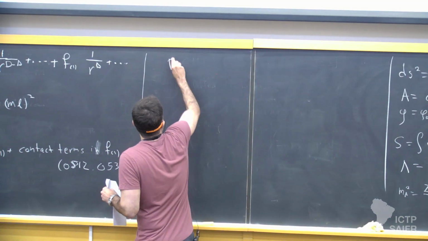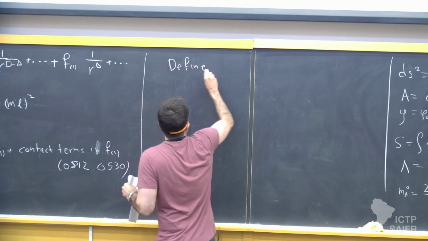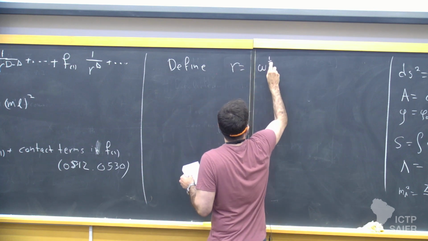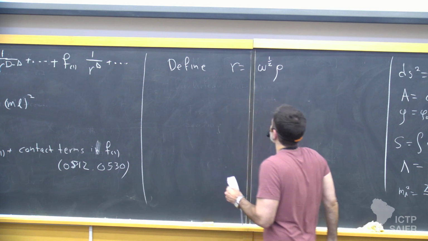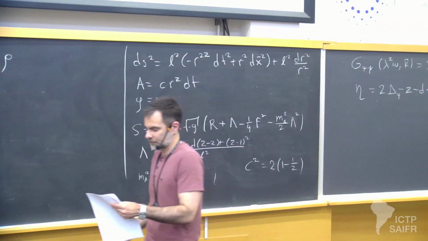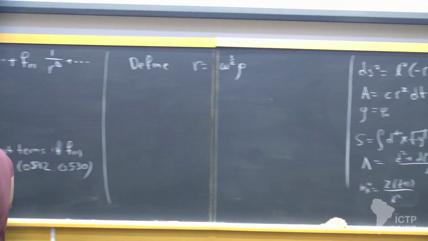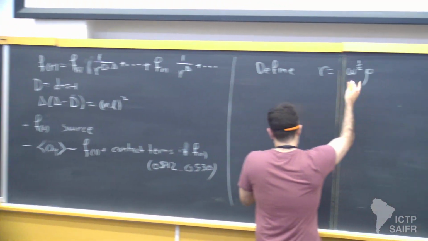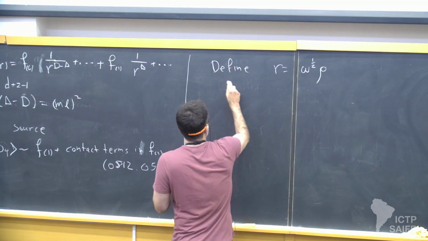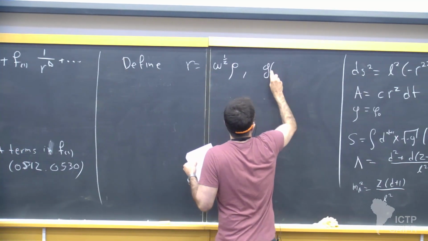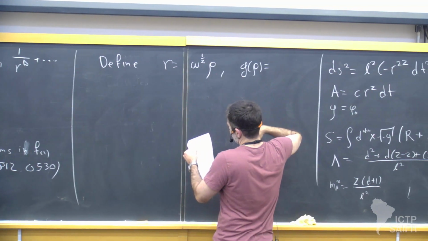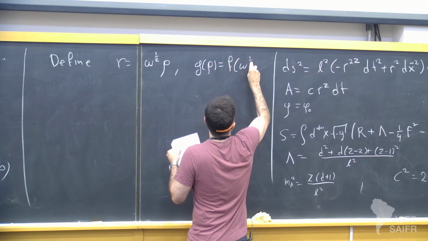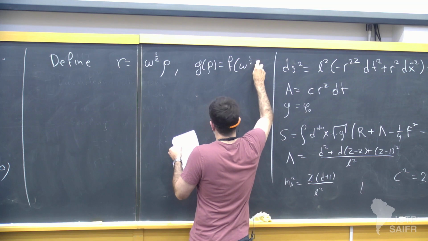So now I want to define a new radial coordinate. I want to define rho by using omega. And now, for the scaling symmetry of this equation, I also want to define a new function, g of rho, which is just f of omega to the 1 over z times rho.